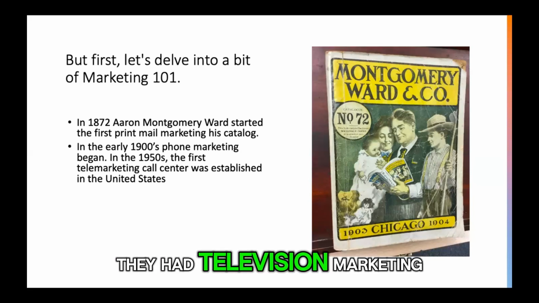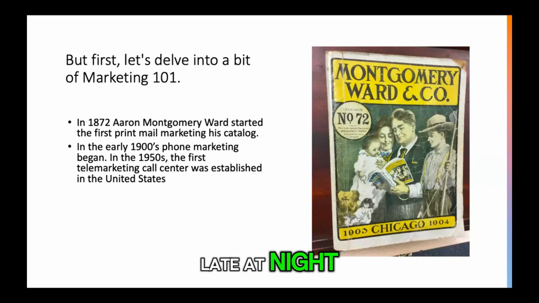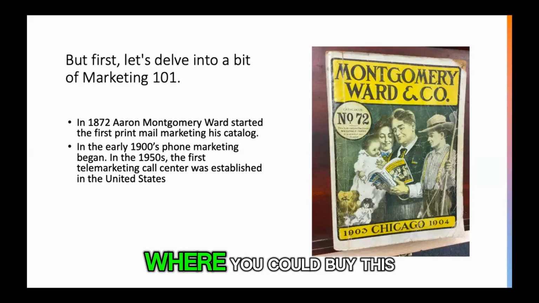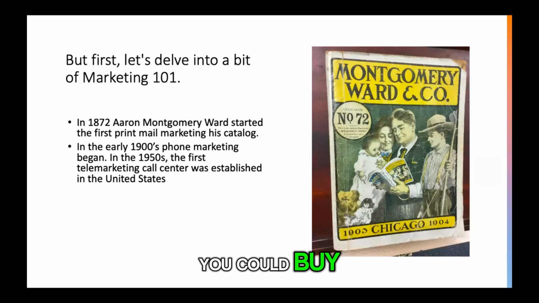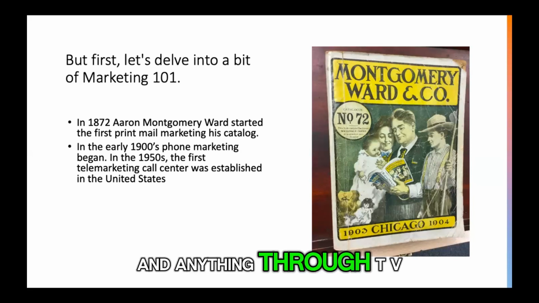Shortly after, they had television marketing, where they had late at nights. I don't know if you ever stayed up late at nights and just watched. Maybe it was me. I don't know if I'm giving away my age, but there were people selling things through TV where you could buy these brochures. You could buy pretty much anything. Anything people will buy, jewelry. They'll sell couches, sofas, beds. Well, you name it. Anything through TV.